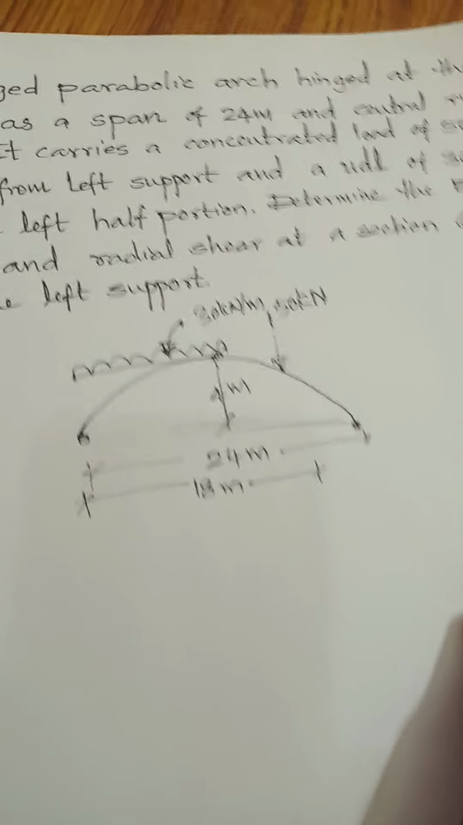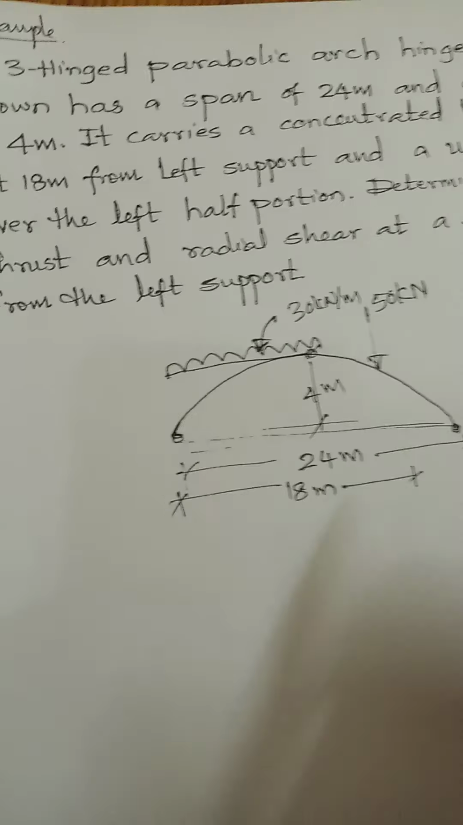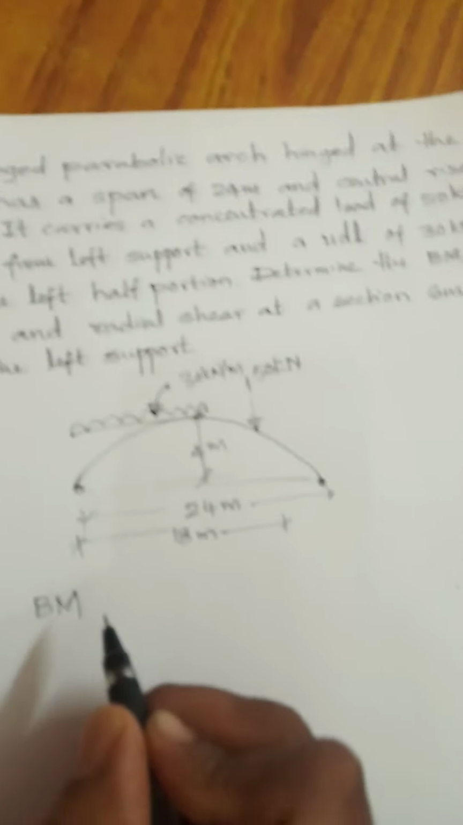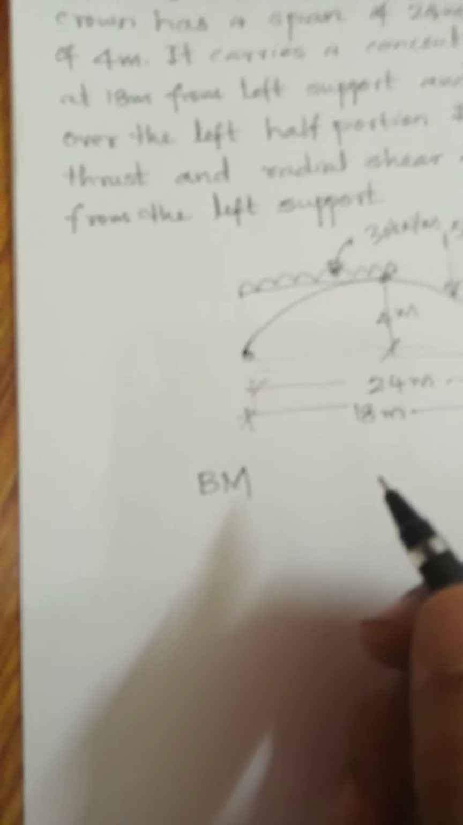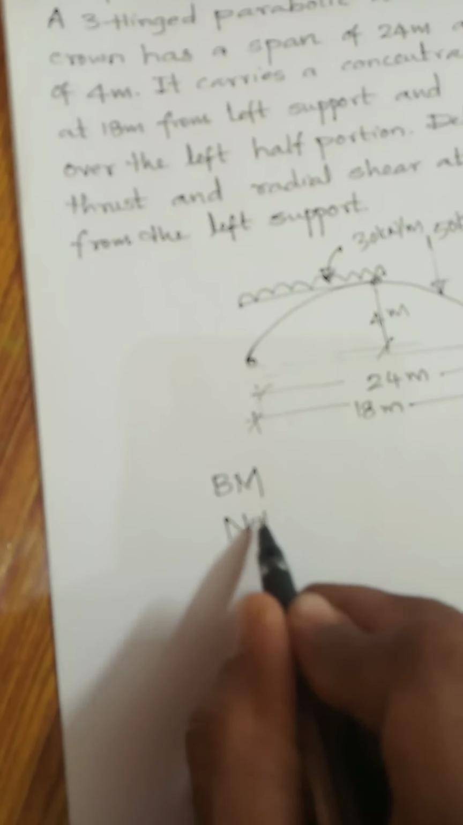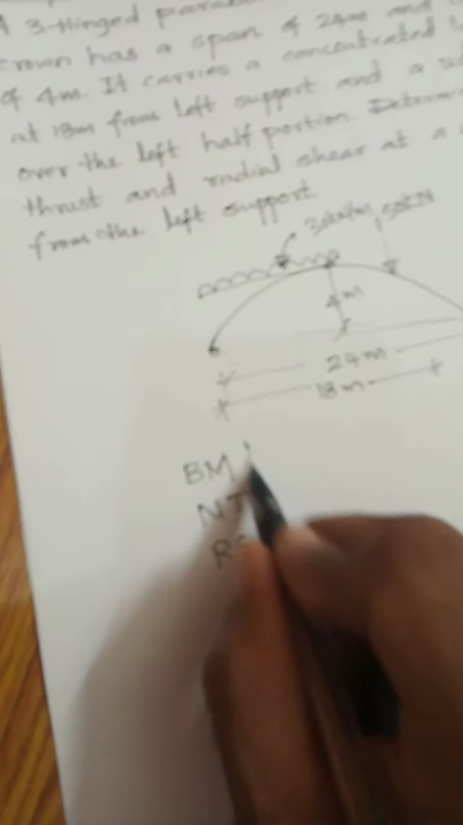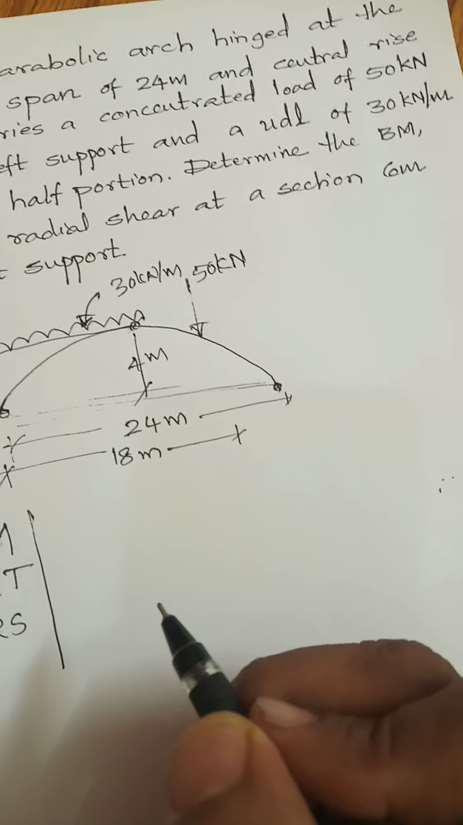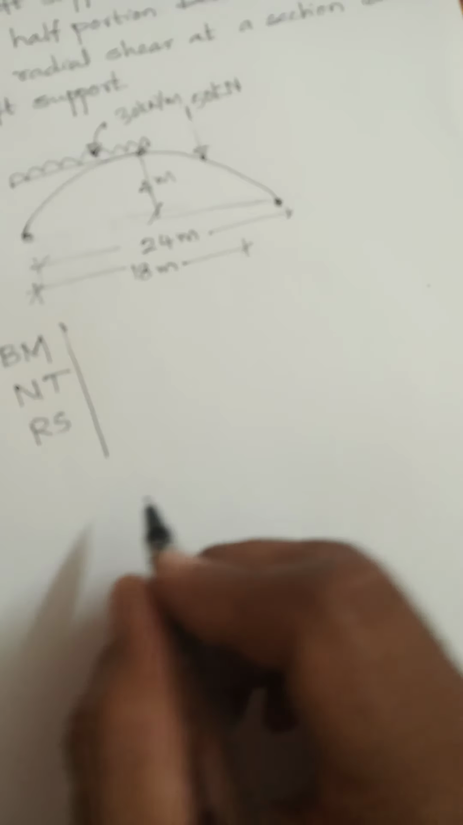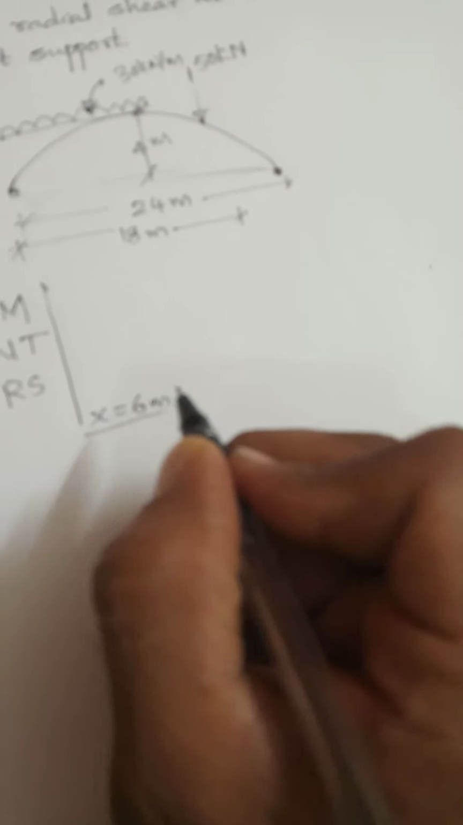So what are we supposed to find out? Determine the bending moment. We have to try to understand the given question. Determine the bending moment, normal thrust and radial shear, all at a section 6 meters from the left support. I'll say that it is at a distance of x equal to 6 meters.